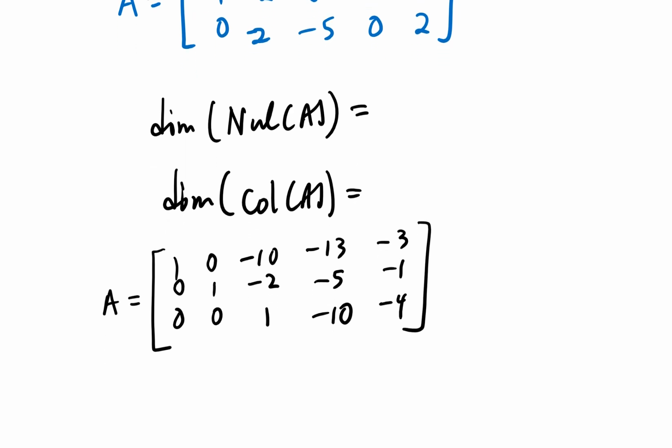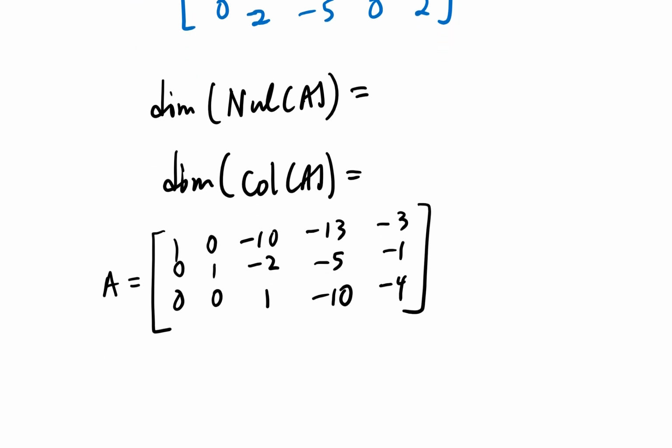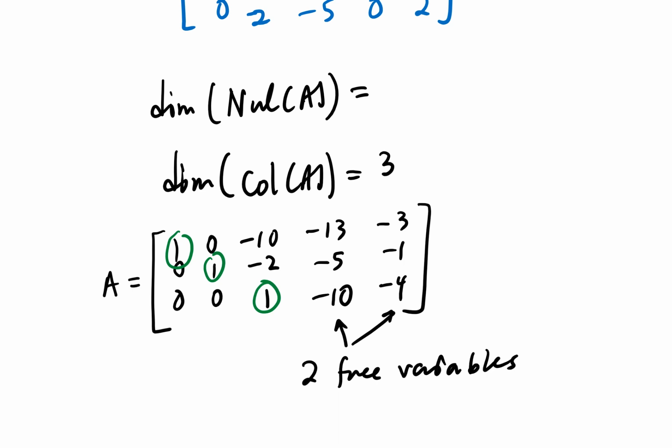That's what we have. Now, how many pivots are there? This is a pivot. This is a pivot. This is a pivot. 3 pivots. So 3 pivots means 3 pivot columns means the dimension of the column space is 3. That will leave this and this with 2 free variables. So that tells us the dimension of the null space is 2.